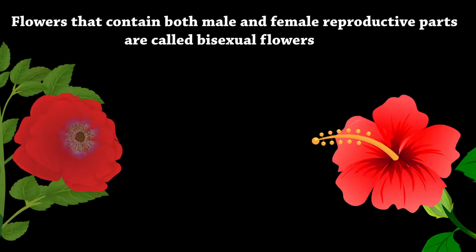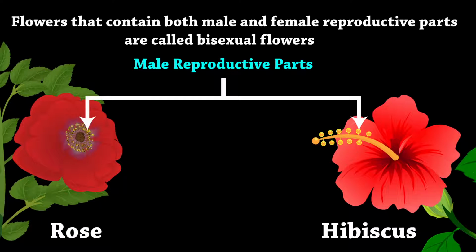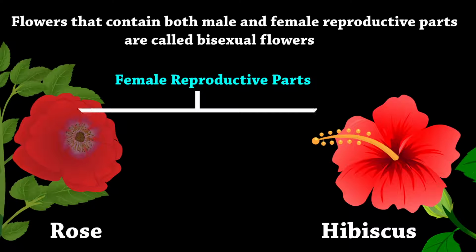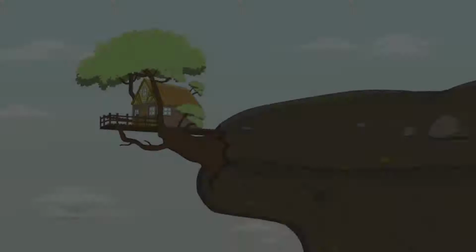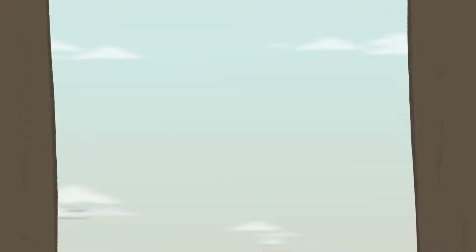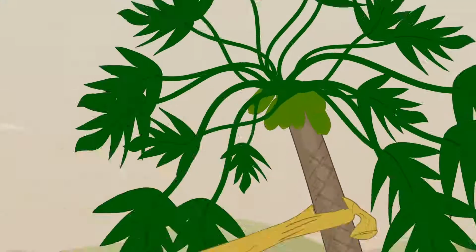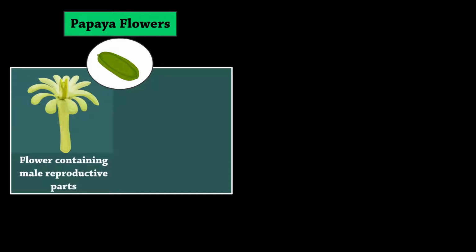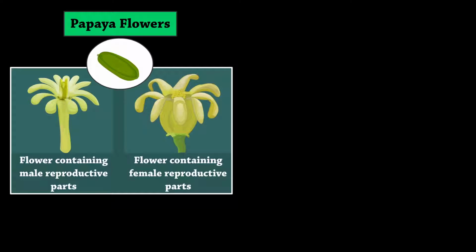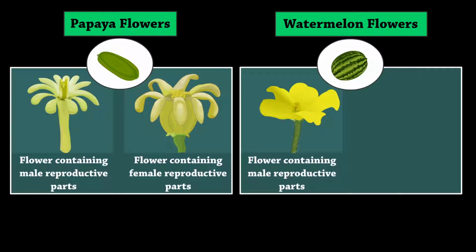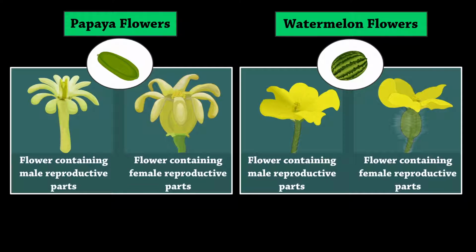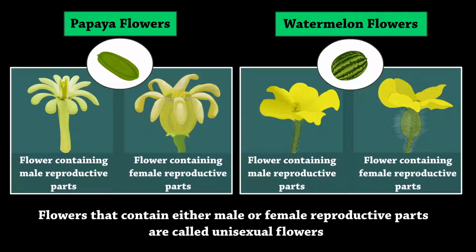Flowers that contain both male and female reproductive parts are called bisexual flowers. Hibiscus and rose are some examples of bisexual flowers. Flowers that contain either male or female reproductive parts are called unisexual flowers. Papaya and watermelon are some examples of unisexual flowers.